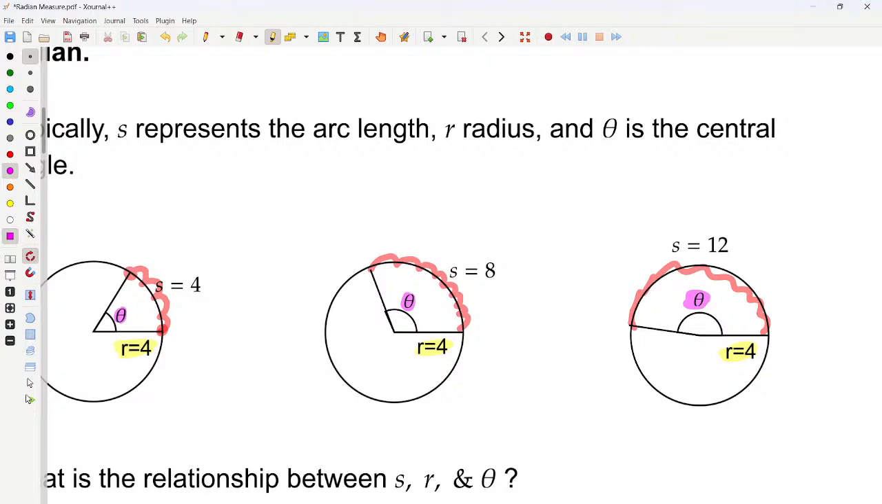So I need you to do some mathematics for me right now. Really big, important mathematics. Write an equation that is always true relating S, R, and theta.